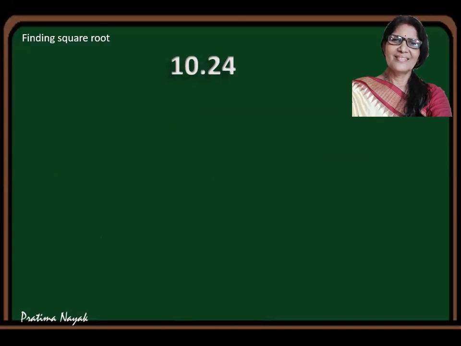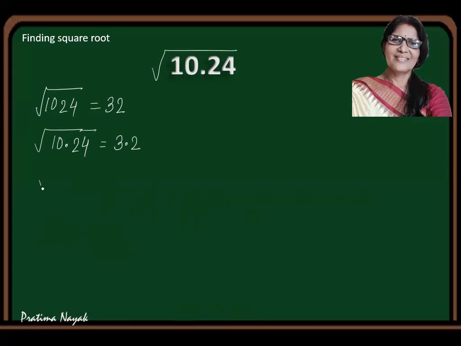Now tell me what will be the square root of 10.24? Square root of 1024 was 32. So what will be the square root of 10.24? It will be 3.2. What will be the square root of 102.4? Is it a perfect square? Not a perfect square.